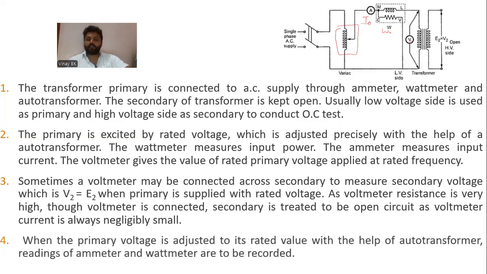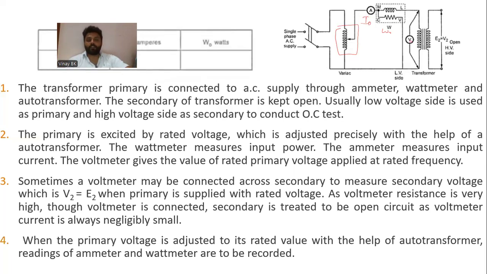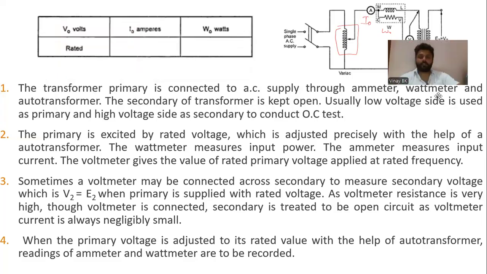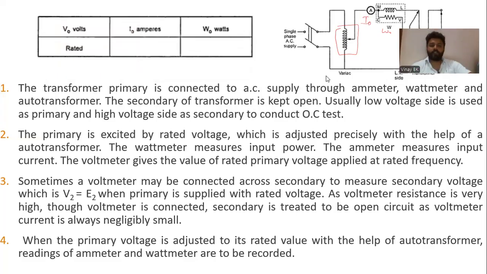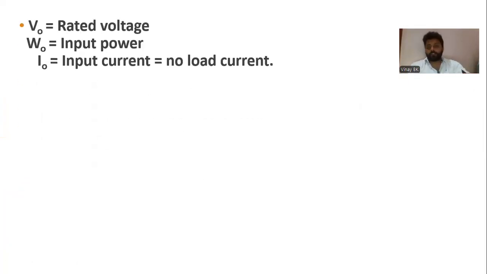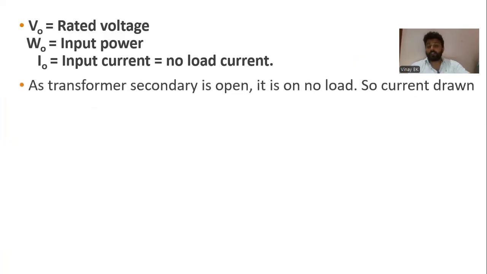So when the primary voltage is adjusted to its rated value with the help of the auto transformer, then you will be noting down the readings of all these, that is V naught, I naught, W naught. Here V naught is nothing but the rated voltage, W naught is nothing but the input power, and similarly I naught is nothing but the input current, that is the no load current.